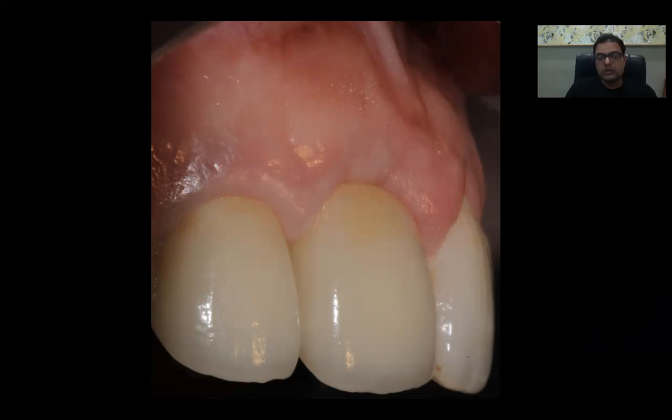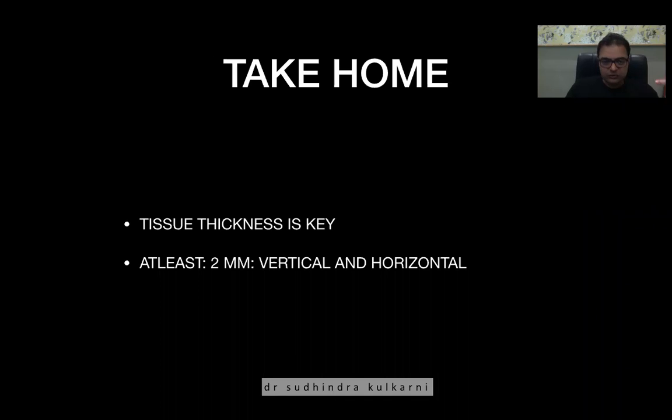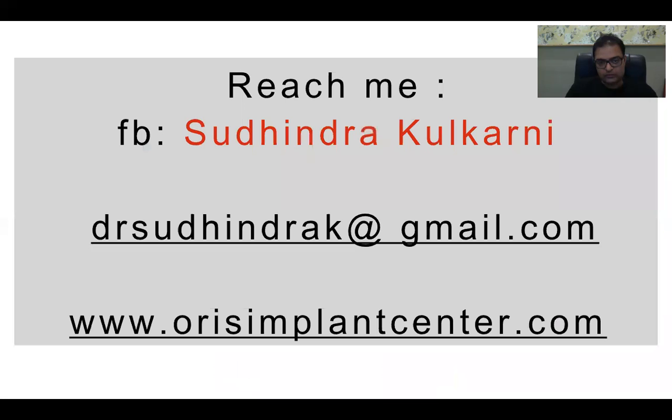So what this goes to show is if you have a good zone of tissue, you can also see that the crestal bone levels around these implants have absolutely been the same over a period of 8 years. So a good zone of soft tissue around a dental implant is key to having a long-term successful outcome. Tissue thickness is very, very important, at least 2 mm vertical, but I'd prefer 3 or 4 mm vertical, and at least 2 mm buccal tissue thickness is important. If you do not have keratinized tissue, you have to do a free gingival graft, and if you do not have vertical height, you can manage with a free gingival or a connective tissue graft.